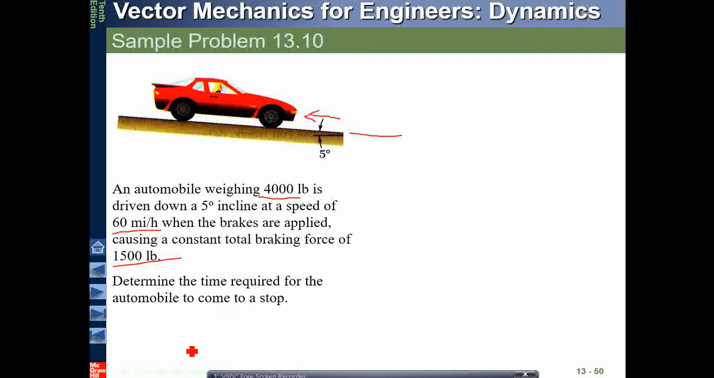We have to determine the time required to stop the automobile. Now, you are being given this problem so that you can also understand that there is no impulsive force in this problem. If you look at this problem carefully, you won't find any impulsive force. Where does the impulsive force act? Nowhere. No impulsive force is there.